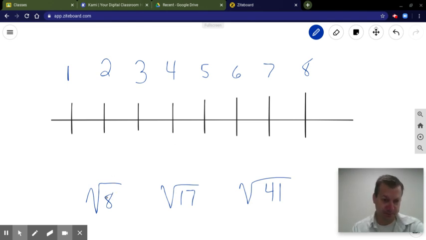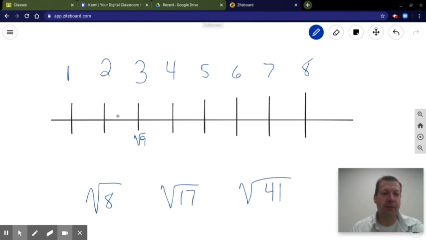For example, the square root of 8 is not a perfect square. I do, however, know that the square root of 9 equals 3. So I know that the square root of 9 goes right here because the square root of 9 does equal 3. The square root of 8 is going to be just a little bit less than that, so it's going to end up right about here.